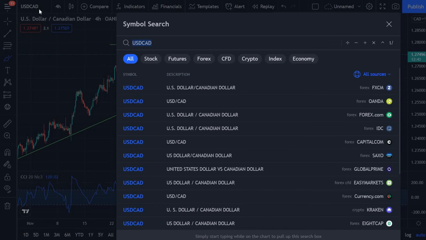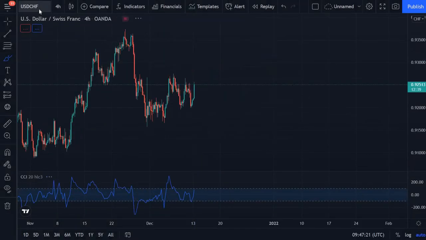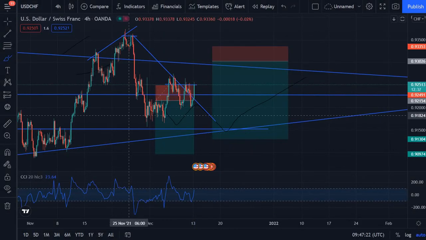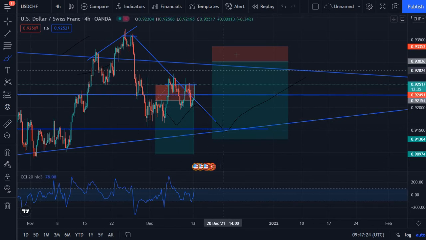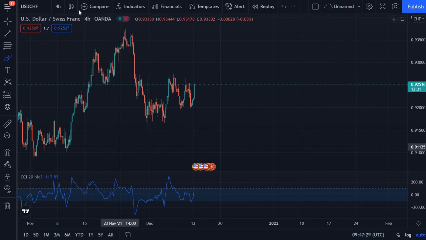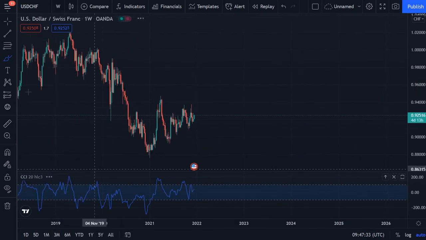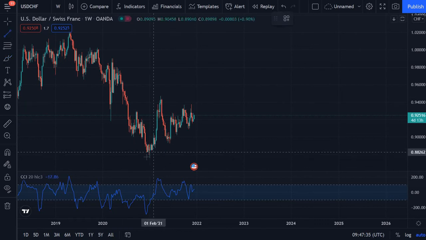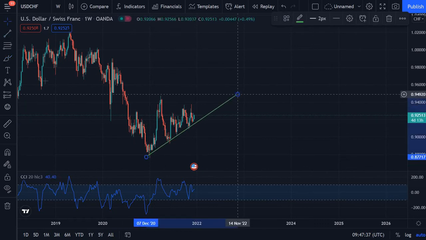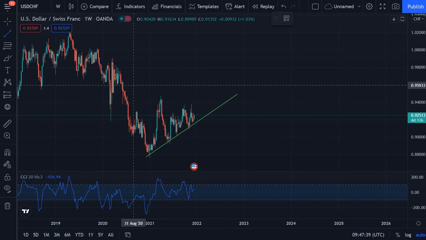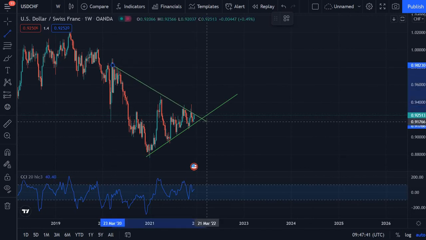Let's check the USD Swiss. Let me quickly get rid of all this here. Let's check the weekly real quick. So here this nice uptrend. On the other side here, this downtrend. So we are within this triangle on the weekly.